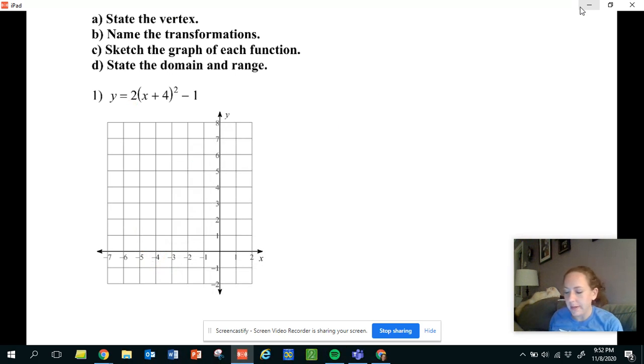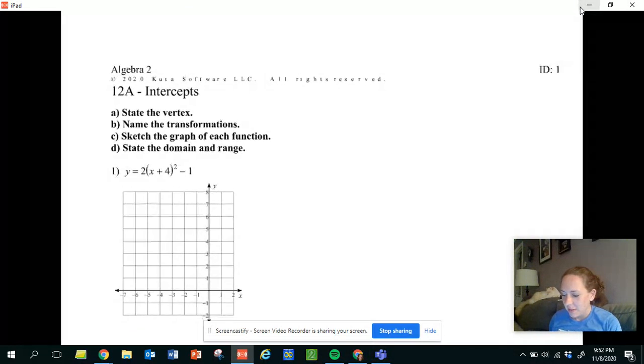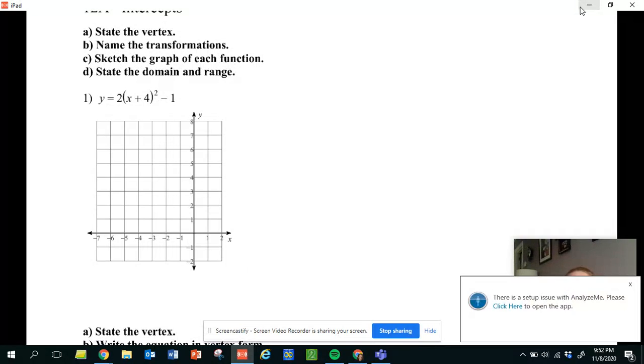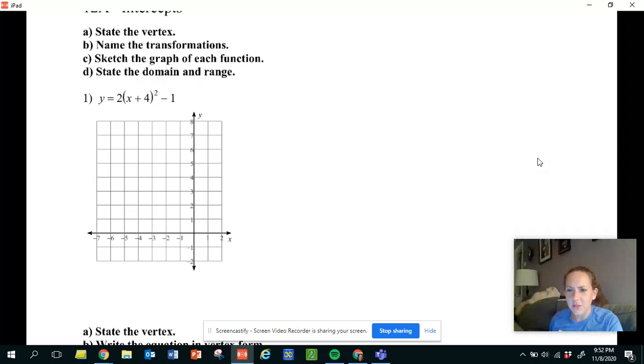Fingers crossed. Okay. So today we're going to learn more about factored form, but we're going to go back over some of the older stuff first. So with vertex form, I can pull the vertex straight out. I just have to flip the sign of the number in parentheses. And then since the vertex started at 0, 0, I know that it moved left 4 and down 1.